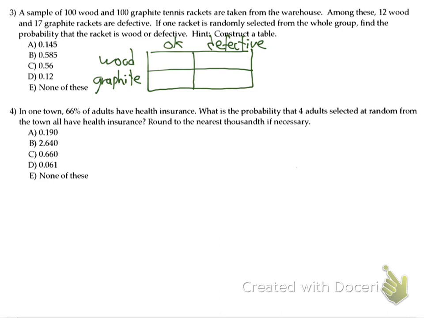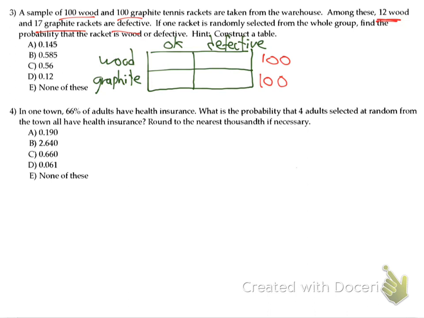And then let's see. Okay, so a sample of 100 wood rackets. Where do I put that 100, at least on my chart? Yeah, that's over here. That's the total wood, huh? And 100 graphite, that's the total graphite. Among these, 12 wood and 17 graphite are defective.